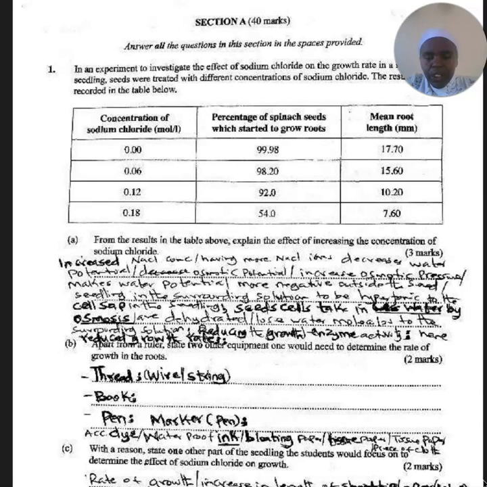Now, from the results in the table above, explain the effect of increasing concentration of sodium chloride. So, increased sodium chloride concentration will decrease the water potential, which will increase the osmotic pressure, making the water potential more negative outside the seedling, and therefore the cells in the seedling will lose water by osmosis and dehydrate the plant, and that is why they are not able to grow well.